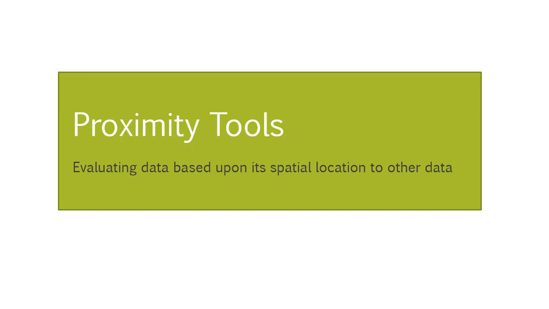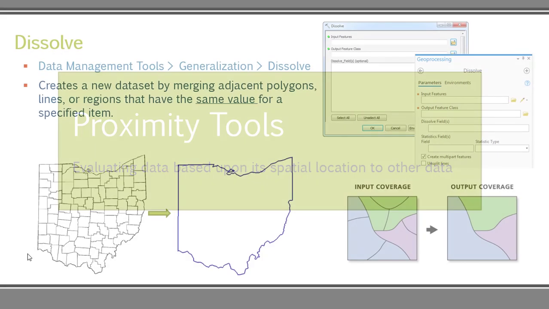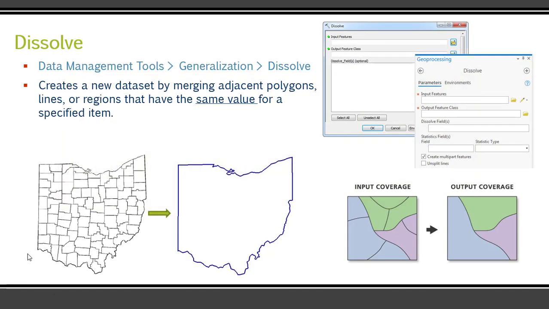All right, next up are proximity tools. And these are just the tools that you can use to evaluate one data set based upon its spatial location to another data set. The one tool we're going to start off with is really basic, but it actually can solve a lot of interesting problems. It lives under generalization. It's called Dissolve. When we talk about the buffer tool, we can see how it plays out being run within another tool.